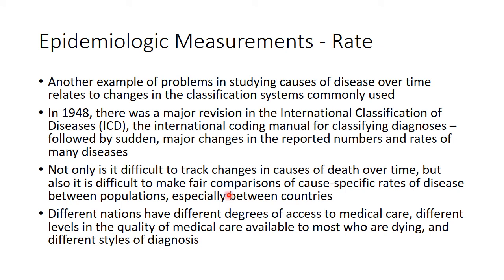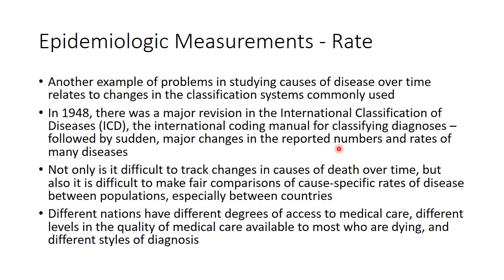Another good example of some of these problems in studying causes of disease over time relates back to the classification systems that we use. For instance, in 1948 we had a major revision of the ICD codes, or the International Classification of Diseases. That's the coding manual that we use for classifying diagnoses. This is how we do a lot of our billing and things like that. And there have been several changes over time. Because of these changes in the classification, you saw major changes in the reported numbers and rates of many different types of diseases.